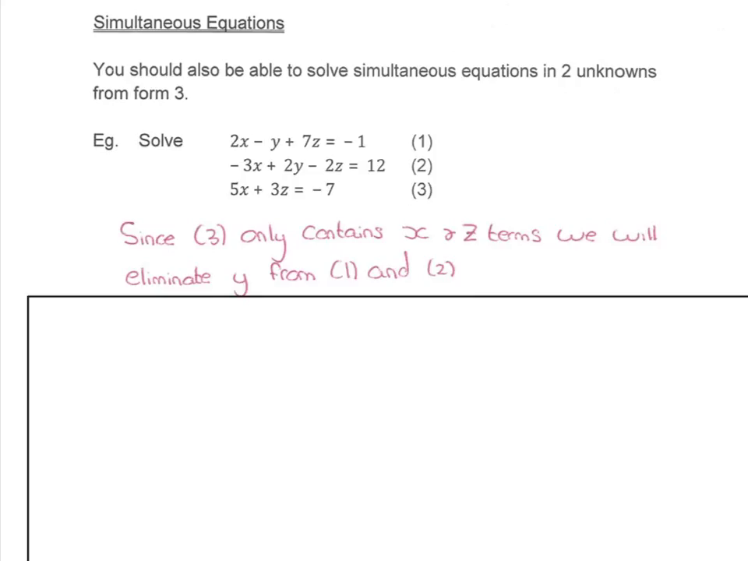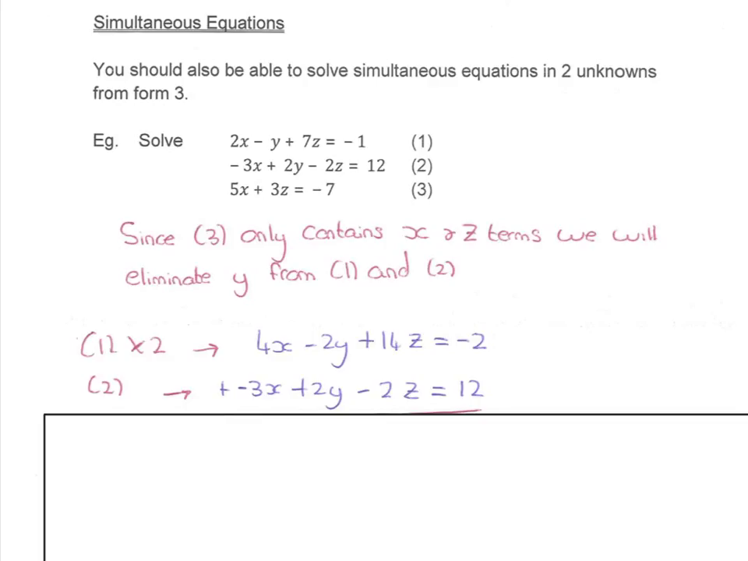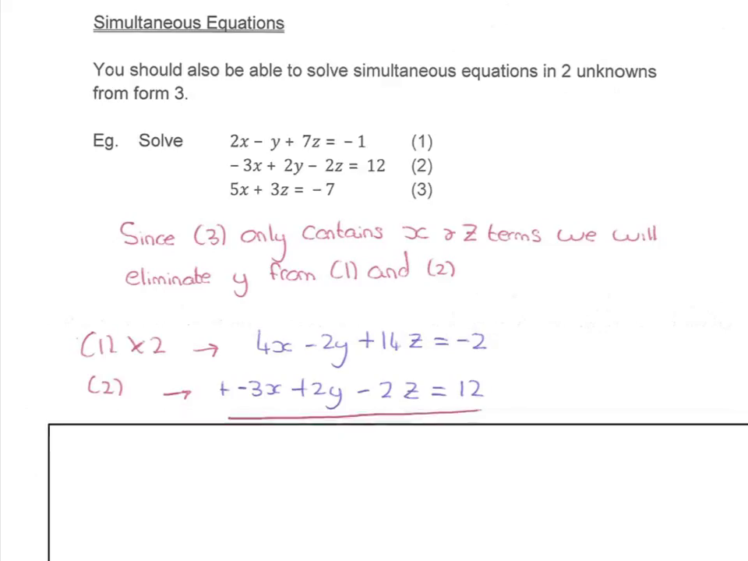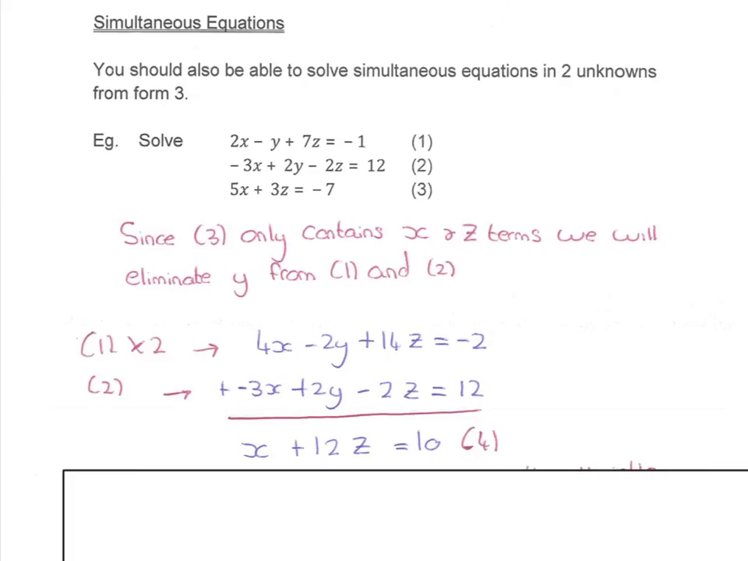So what we're going to do is pair up equations 1 and 2. We need to get coefficients to match up, so I'm going to multiply equation 1 through by 2. Then I'm going to add on equation 2, and we should be left with x plus 12z equals 10. I'm going to label that as equation 4. Okay, so now I have 2 equations and 2 unknowns.